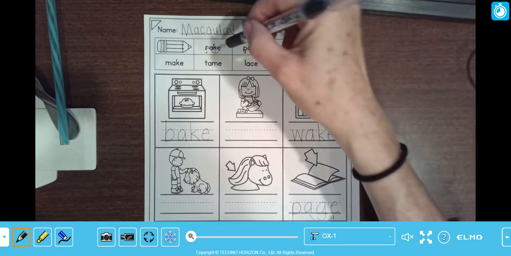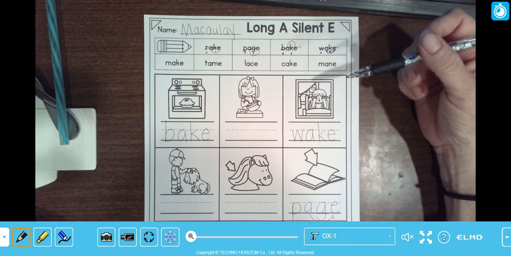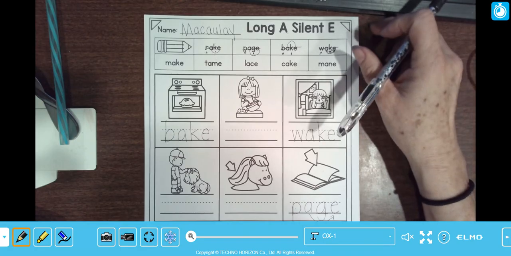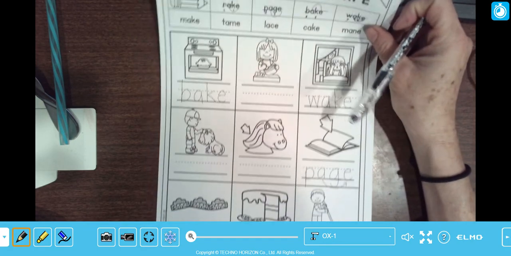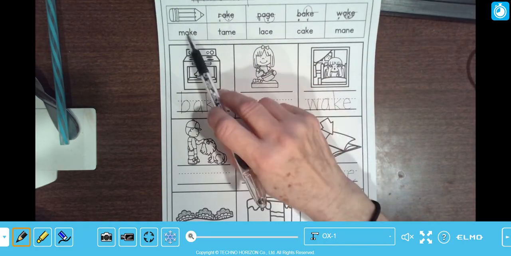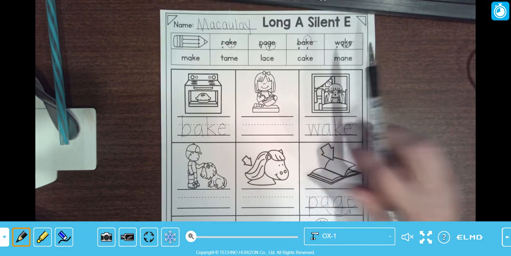Okay, we've done 1, 2, 3, 4, and we've got 5 left. So let's pick the hardest one. Let's do this one right here. This one I think is hard, so let's do this one first.